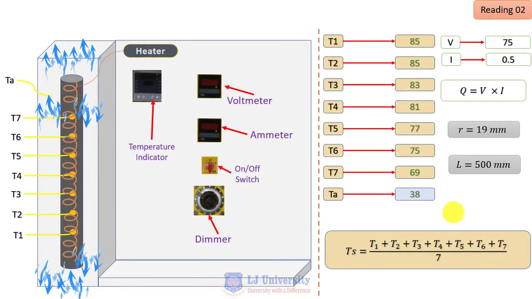Now let's take one more set of readings. If we set the voltage value as 75, then our current would be 0.5 ampere. After steady state, if we take readings of all these temperatures, then we will get T1 as 85, T2 again 85, T3 83, T4 81, T5 77, T6 75, T7 69, and the ambient temperature, which is 38.